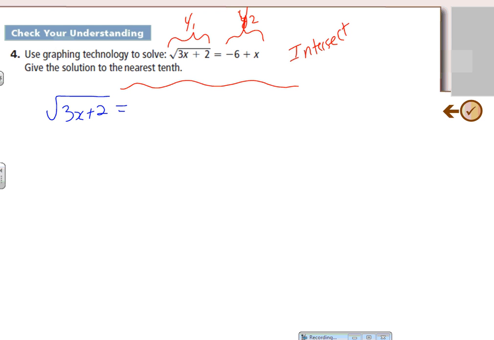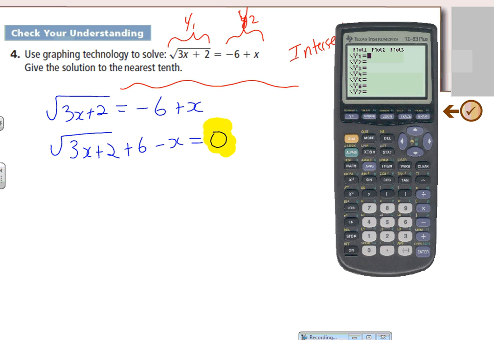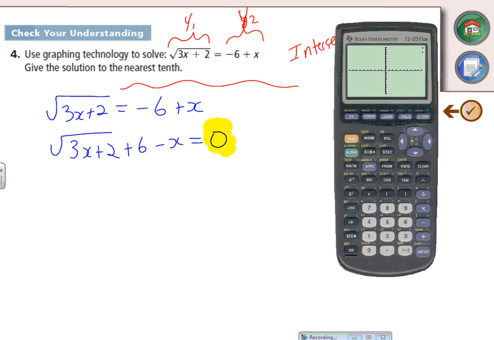Root 3x plus 2 equals -6 plus x. We're going to equate it to 0, and we're going to look for the zeros of that graph. So we're going to add 6, subtract x, equals 0. Now we look for the zeros on our graph. So let's plug that in exactly as such. Y1 is the square root of 3x plus 2, end that bracket because we want to end the radical sign, plus 6 minus x. Then we're going to graph that, and we're looking for where it crosses the x-axis.